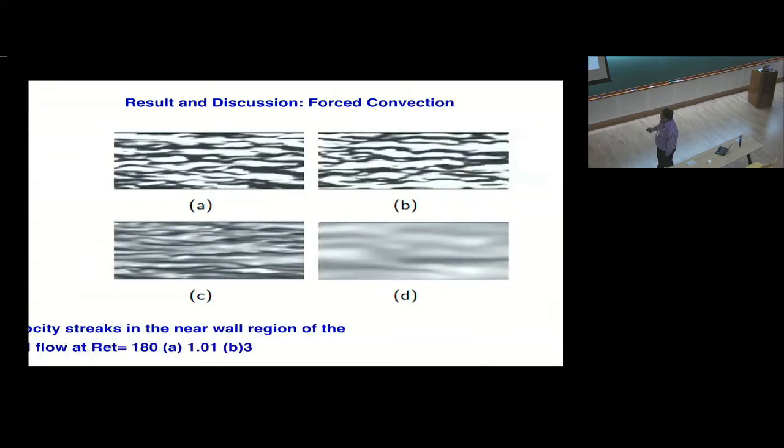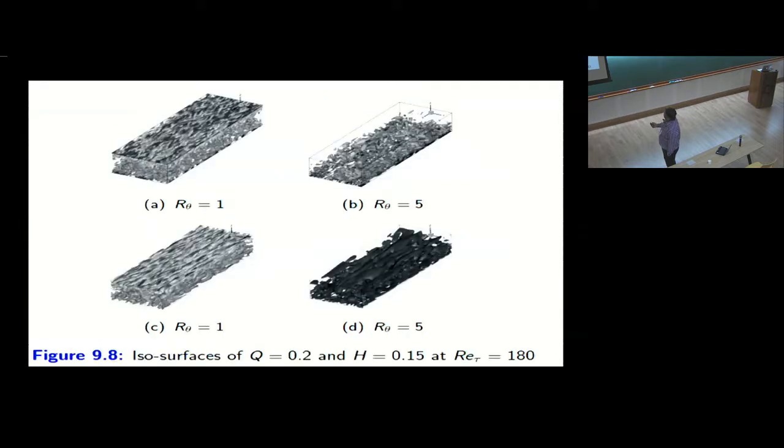So this is our Re tau 180 and 1 and 3. The top wall is the cold wall. This is for the hot wall for the Re tau 180. These are streaks, velocity streaks. You can see that in the D part, which is at 3, there is very little streak or no streak present. We have also done it for Re tau 5. You can see there are very long structures which come into play.